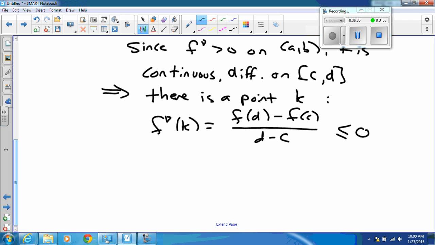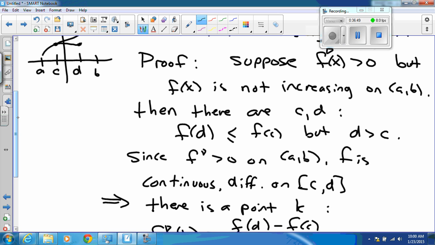Okay, very good. In math, we say this is a contradiction. And once we hit a contradiction, we know, therefore, it is impossible for our supposition to be true. I can't suppose that f prime is positive and f is not increasing. It makes no sense. It's like supposing a square circle.